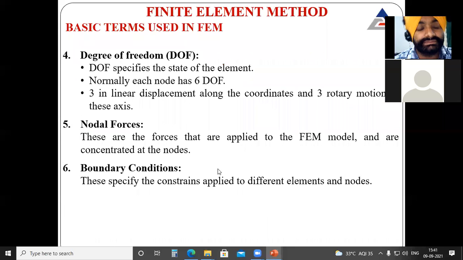Now degree of freedom. What is the degree of freedom? Degree of freedom specifies the state of an element. Normally each node has 6 degrees of freedom: 3 linear displacements along the coordinates and 3 rotary motions about these 3 axes. Now let me explain what the degree of freedom is. Degree of freedom is actually a movement. There can be 6 degrees of freedom. Let me explain that on the board, then only you will be able to understand.